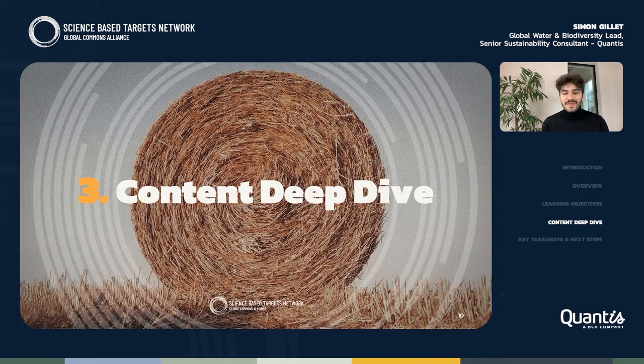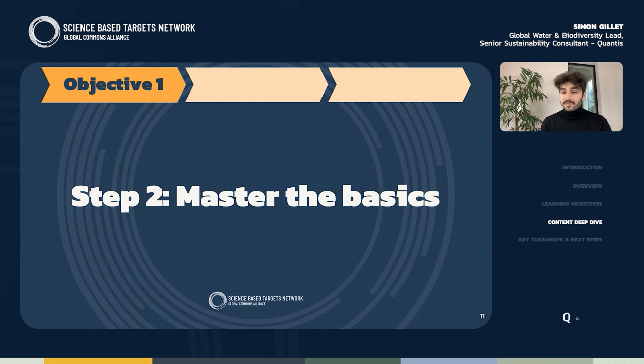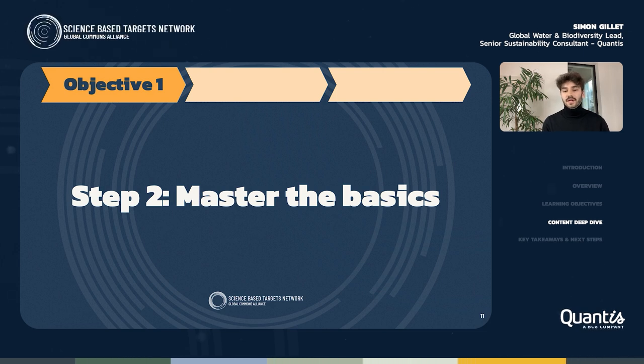Okay, so now let's go into the actual content of step 2. Our first objective is to understand step 2, how it fits into the 5-step framework, and what the intended objectives and outputs are.